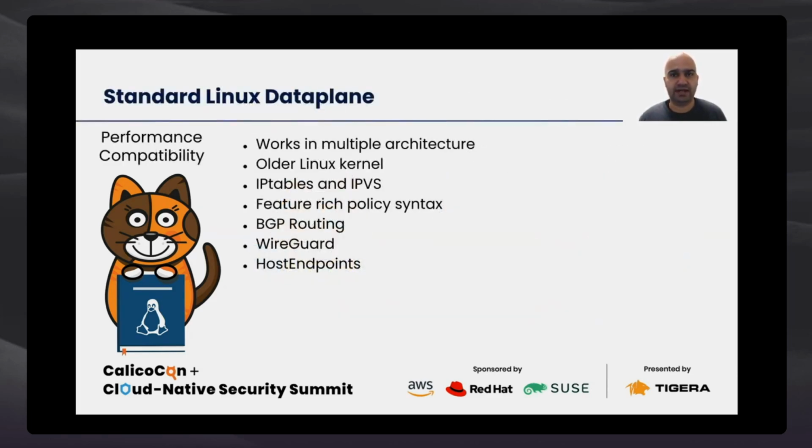Calico's standard Linux data plane can work with either iptables or IPVS to control traffic in and out of your cluster. It can run on multiple platforms such as x86, ARM64, and others. It is also compatible with Linux kernels as low as 3.10 or later. It is also compatible with most distros such as Red Hat Enterprise Linux, CentOS, Container Linux, Ubuntu, and Debian.